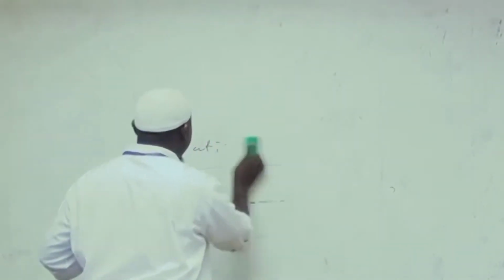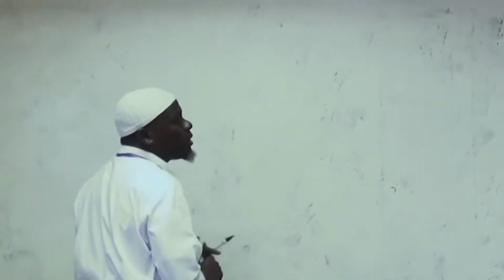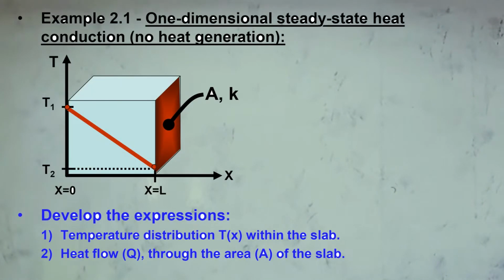So now let us look at this question. According to this question, example number 2.1 says that we have a one-dimensional steady state heat conduction. Heat conduction through a rectangular object like this. One dimensional means heat is transferred only in the X direction and no heat generation. The moment they say no heat generation, one dimensional, all this information needs to be very clear to you, because that's what you apply to solve the question.